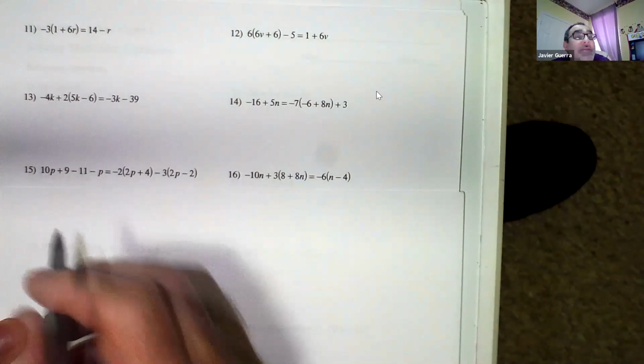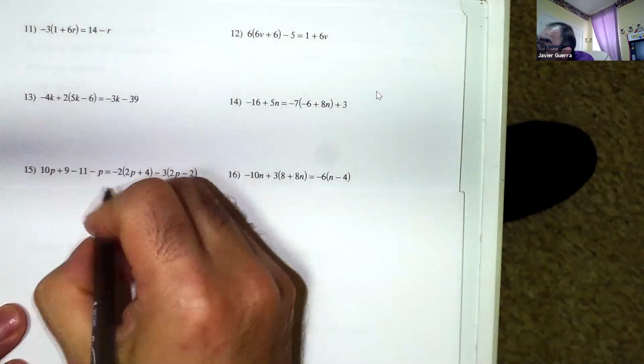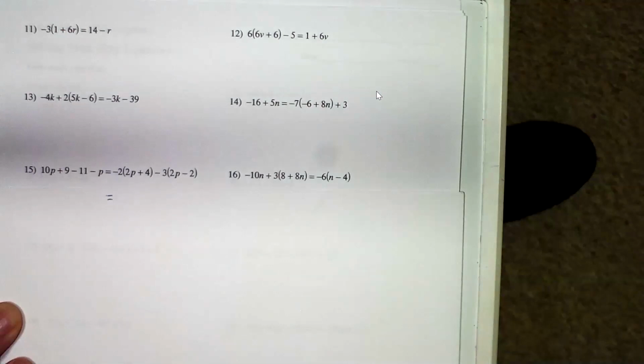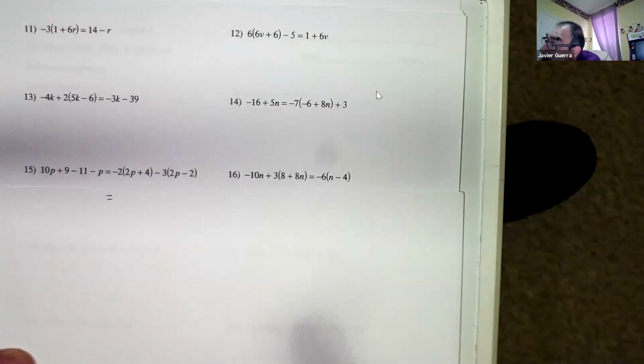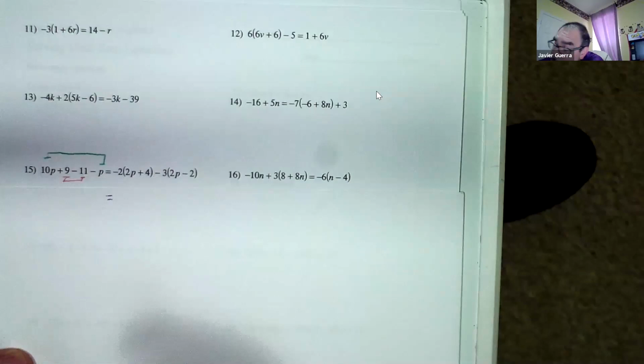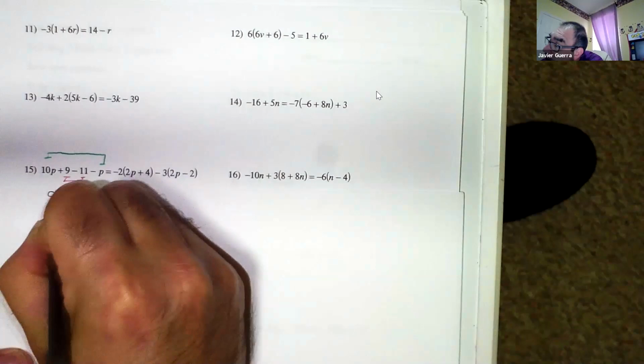Okay, so I am going to see if there's anything that you guys can do on the left side first. What can you do on the left side? Combine the constants. All right, so we can combine the 10 and P, and then we can combine these two. All right, so we're gonna get, what is that, 9P minus 2. Okay, so I did the left side.